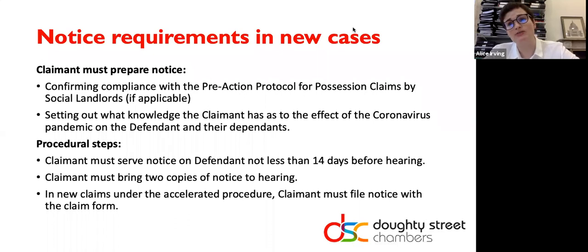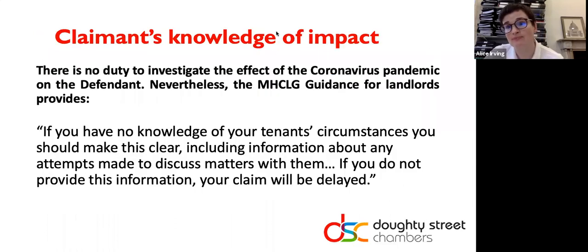And also the second requirement, which is setting out what knowledge the claimant has as to the effect of the coronavirus pandemic on the defendant and their dependents. Now, there is no current pro forma version of a notice available online, but you will note that when we get to the reactivation notice discussion, there are template reactivation notices available online, and you might steal the wording from those in relation to these notices for new cases as well.